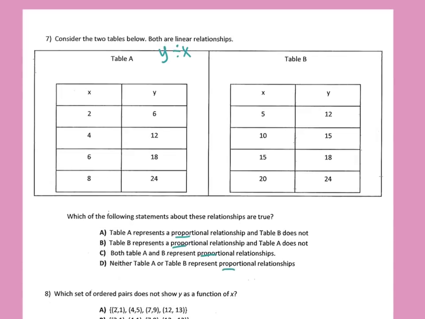So like on table A, 6 divided by 2 is 3. 12 divided by 4 is 3. 18 divided by 6 is 3. 24 divided by 8 is 3. Okay, so I get the same number each time. So this table is proportional.